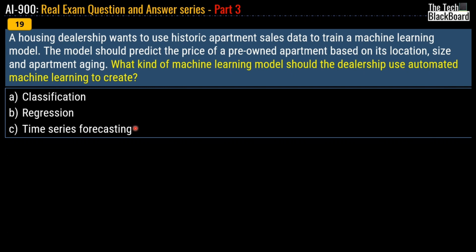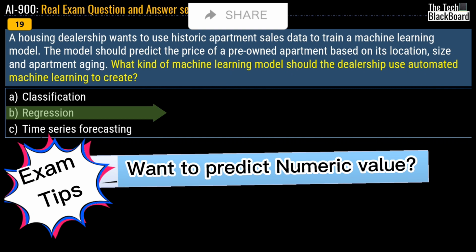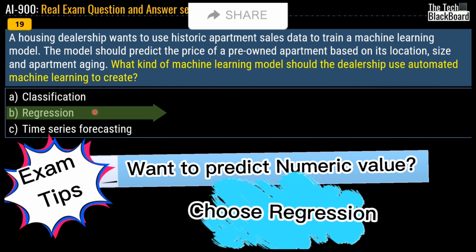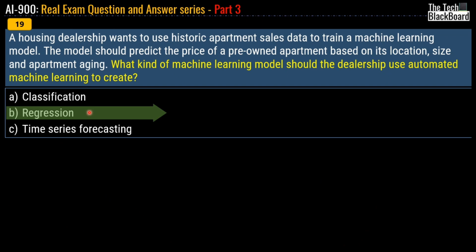And the correct answer for this question is option B, regression. A quick tip from my side: whenever you are predicting a numeric value, you should always go for regression as your answer. What numeric value are we predicting in this question? We are predicting the price of a pre-owned apartment. So in case Microsoft changes the real question in the exam, if there is a prediction to be done for a numeric value, then you should always look for regression as an answer.